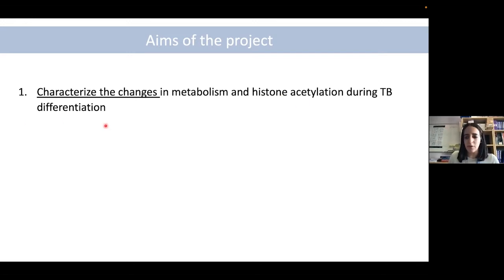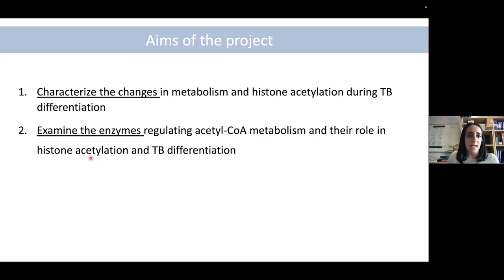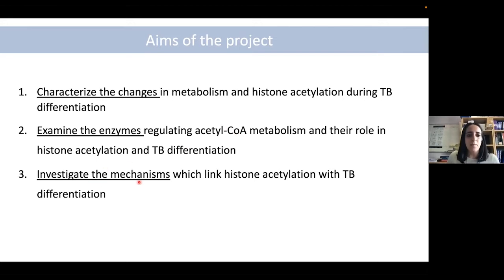So getting back to my project, the aims are to characterize the changes in metabolism and histone acetylation during trophoblast differentiation, examine what the enzymes are that are involved in acetyl-CoA metabolism and histone acetylation in trophoblast differentiation, and then investigate the mechanisms which link histone acetylation with trophoblast differentiation.